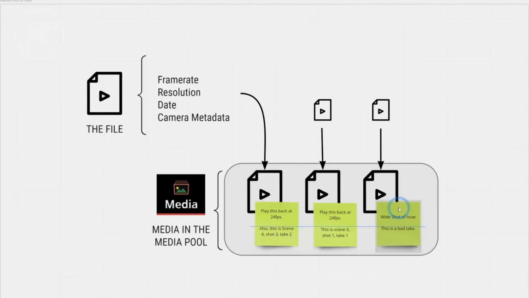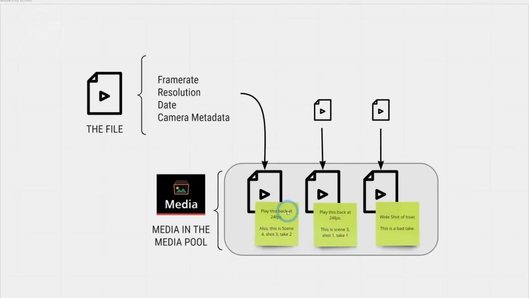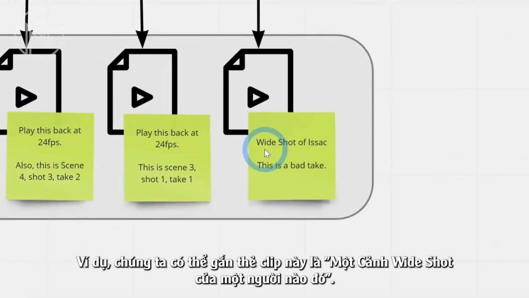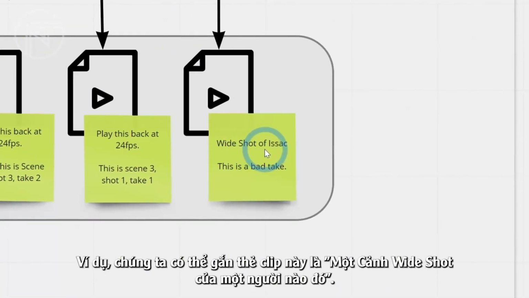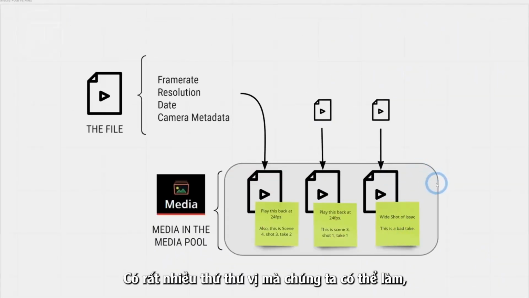Not only changing the information that was written from the camera, but also adding our own notes. For instance, this clip we can tag as a wide shot of a certain person. We can label it a good or a bad take. There's all kinds of cool stuff that we can do.